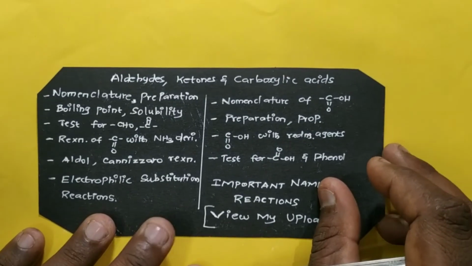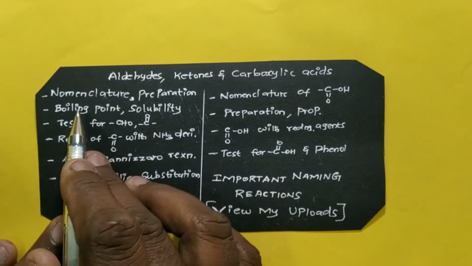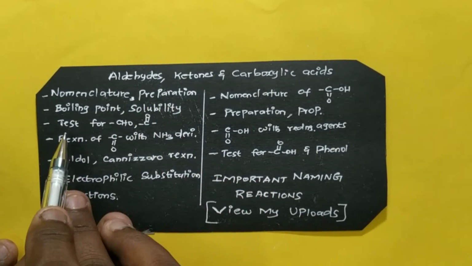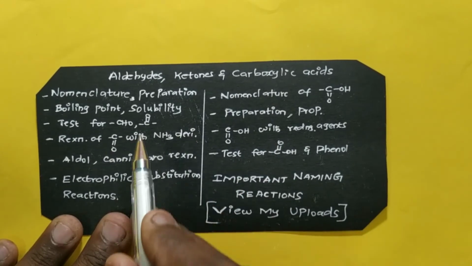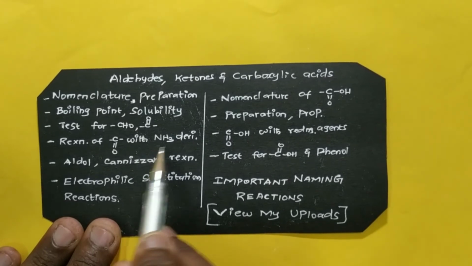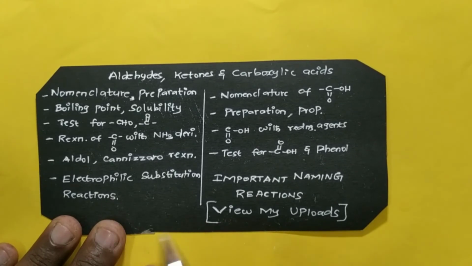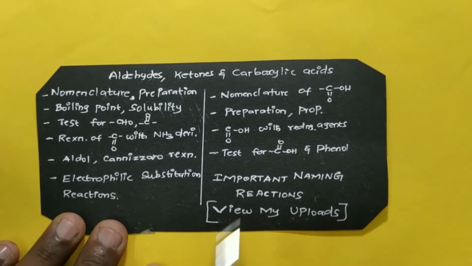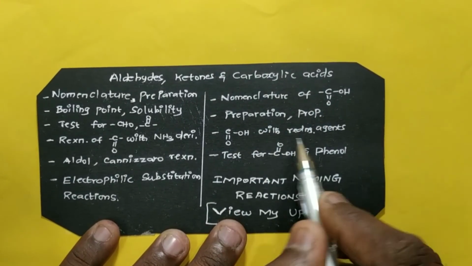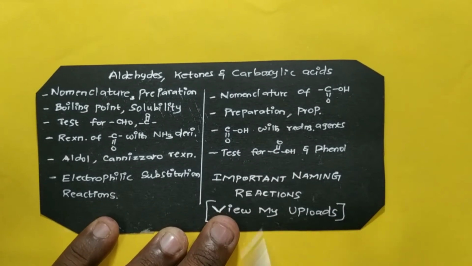And the next one is a very important one, that is aldehydes, ketones and carboxylic acids. Here also nomenclature, preparation, boiling point and solubility are very important areas. And tests for aldehydes and ketones, how to distinguish aldehydes from ketones, that kind of questions will be asked. The reaction of the carbonyl group with ammonia derivatives will be asked. Then aldol condensation and the Cannizzaro reaction are the important reactions. Then electrophilic substitution reactions, nomenclature of carboxylic acids, preparation and properties. From the properties they'll be asking acidity and hydrogen bonding. That kind of questions will be asked.